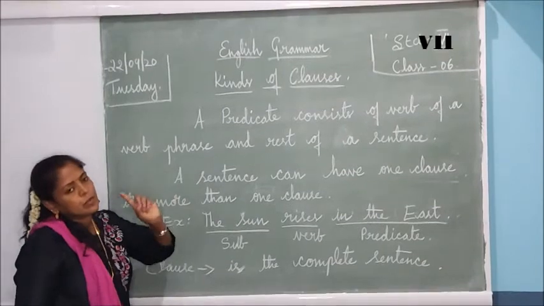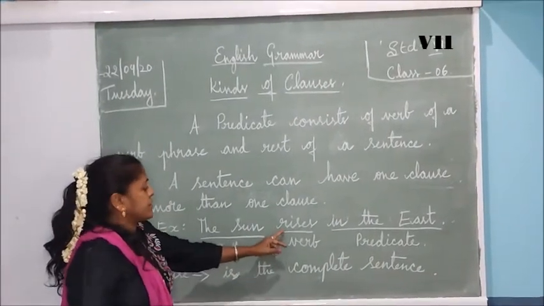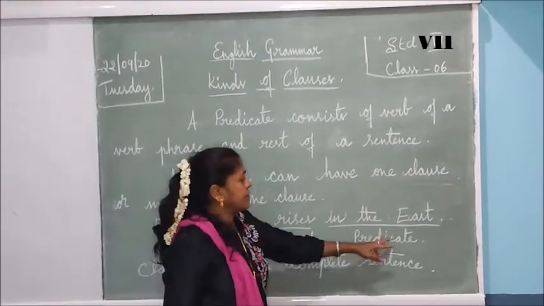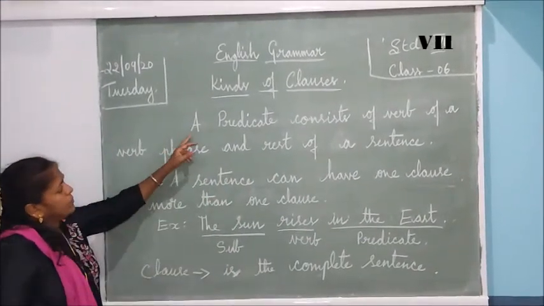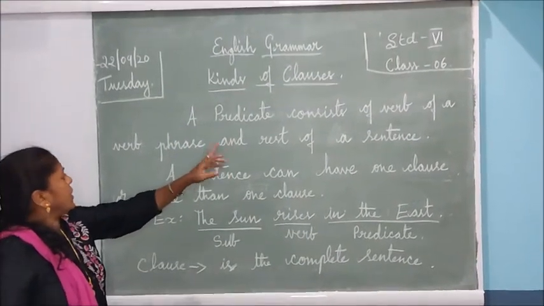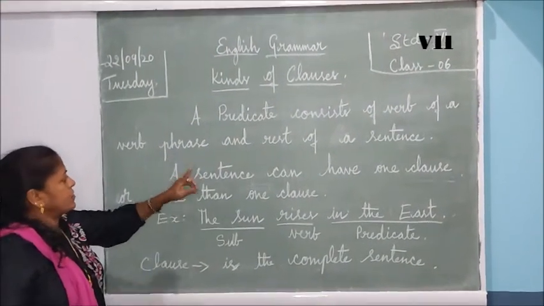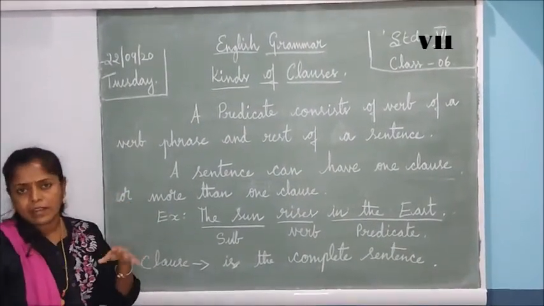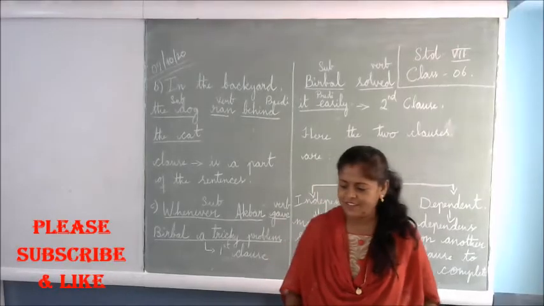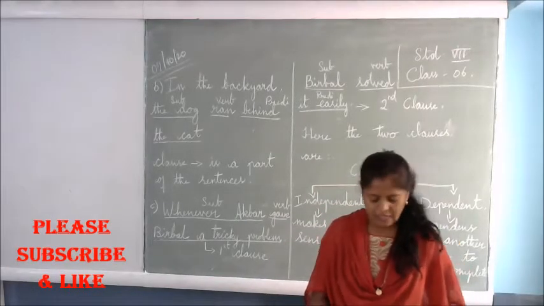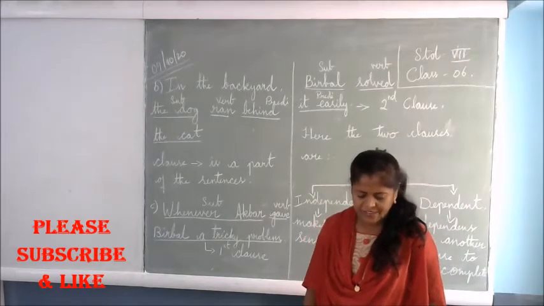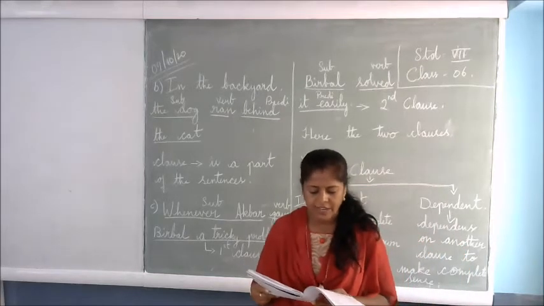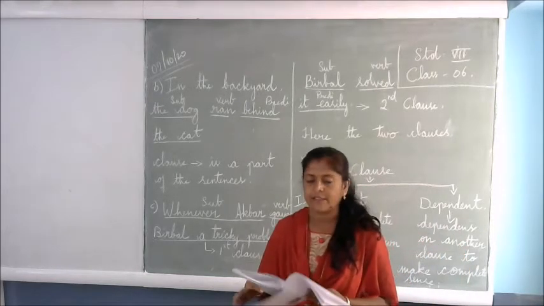So a verb means you all know it's an action word. So rises is an action word. The sun is the subject. Rises is a verb. In the east is the predicate. Now you all understood now. A predicate consists of verb, of a verb phrase and rest of a sentence. And also a sentence can have one clause or more than one clause. You see children, already I have taken last example was the sun rises in the east, right? So the sun was the subject, rises is the verb and in the east is the predicate.